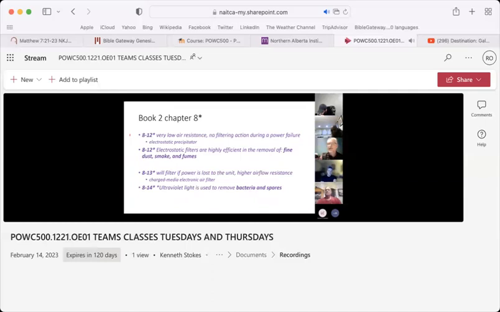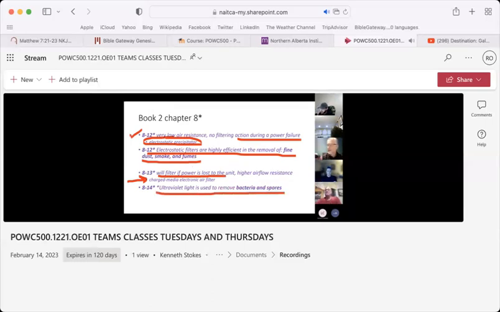A repeat of important things from this chapter: low air resistance, no filtering during power failure, that's electrostatic precipitator. Electrostatic filters are very efficient in removing fine dust, smoke and fumes, and will filter if power is lost is the charged media type. And I'm going to change this one to deactivate. Ultraviolet light will deactivate bacteria for sure, probably spores too.